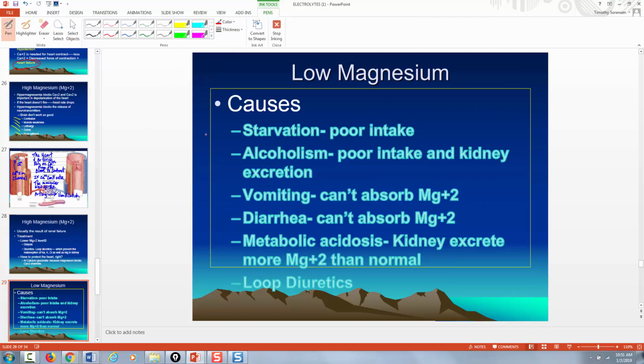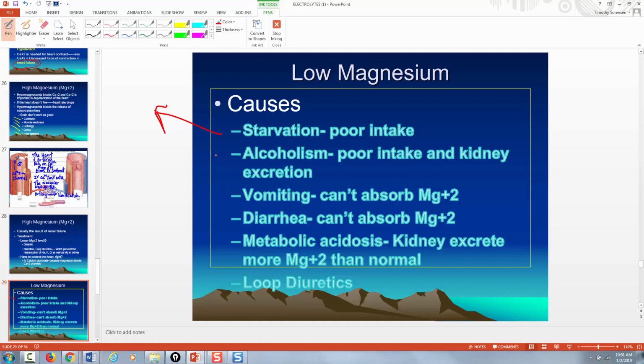Causes starvation. Now, one of the things that could happen to you guys during the semester, because you'll be studying so much, is that you won't eat and you'll starve. And as a result, you could develop low magnesium. You need to watch that. So have like a bowl of Fruity Pebbles or a Rice Krispie treat before you study.